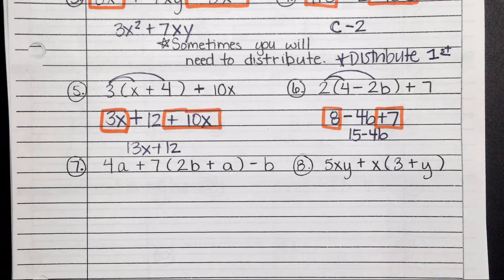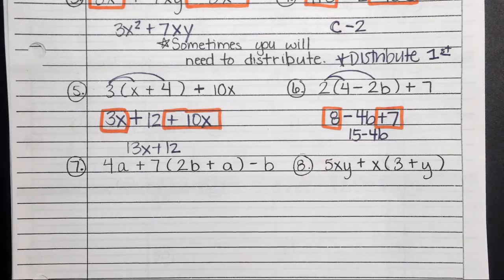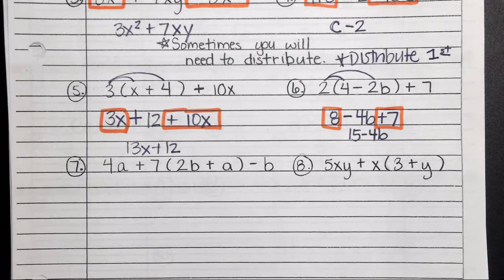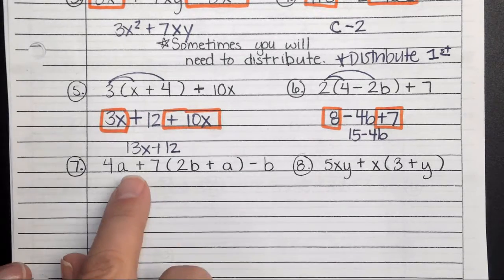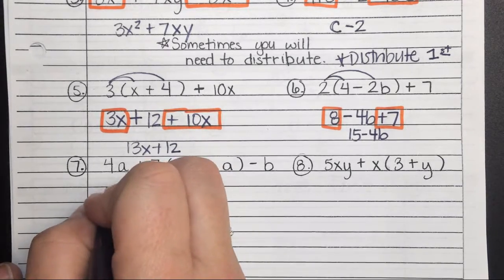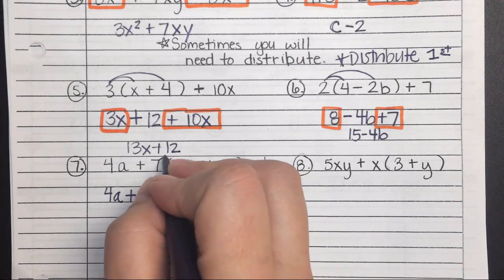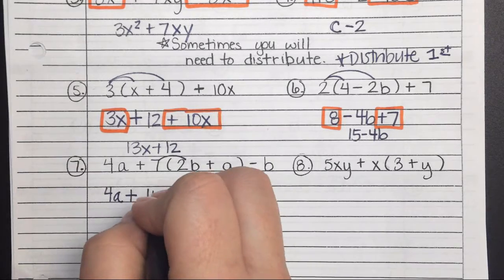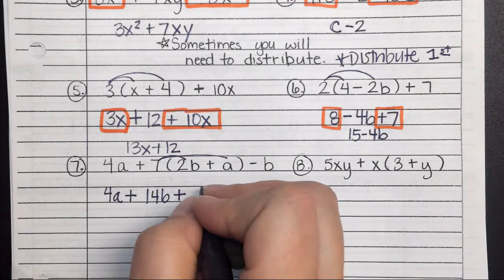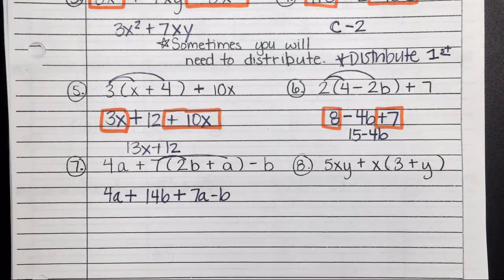You have to multiply. Whatever's touching your parentheses, you have to distribute to both things in your parentheses. Okay? That's like the little step we did yesterday, adding that on to what we're doing today. All right, so do I do anything with the 4a? No, because it's not part of my parentheses. So I'm going to bring down 4a plus, now I can start distributing. 7 times 2b, 14b. Bring down my plus sign. 7 times a, 7a. And then this one is just going to be minus b, because it has nothing to do with my distributive property.